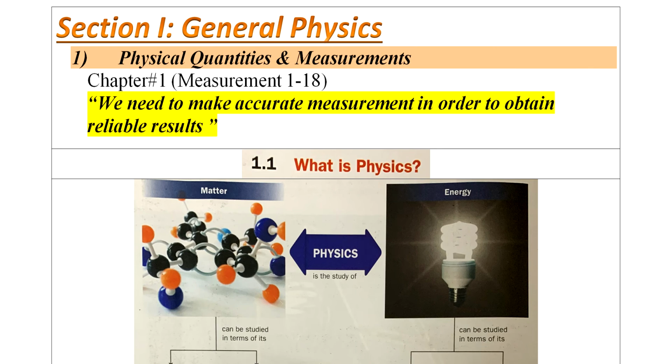So students, in today's class we are going to start our first section, that is section 1, which is called general physics. This general physics consists of first unit, that is physical quantities and measurement. Physical quantities and measurement is the name of the unit, which is given with the name measurement in physics matter.